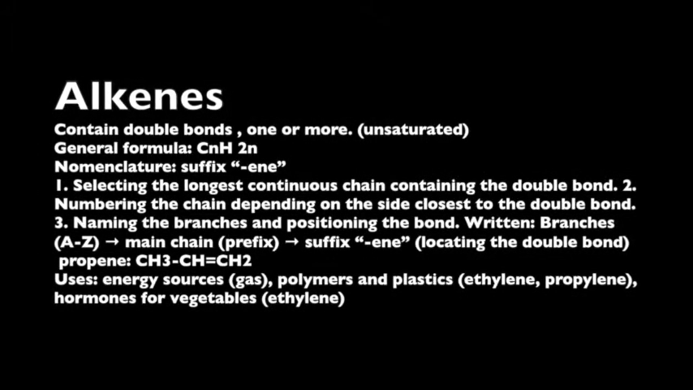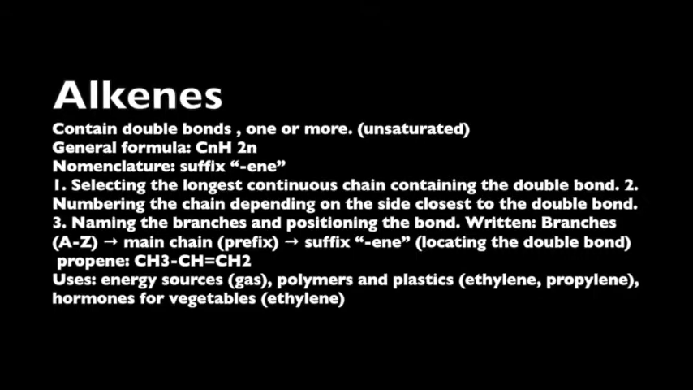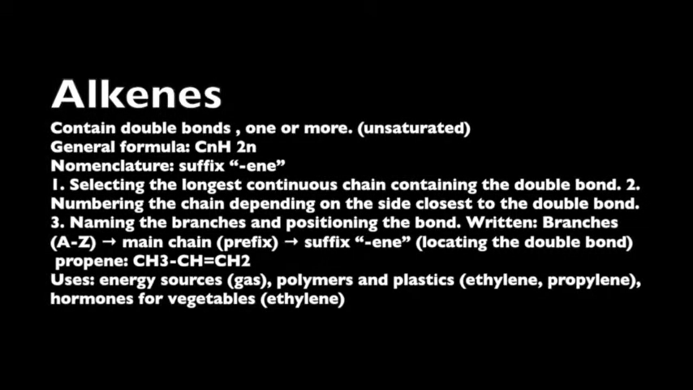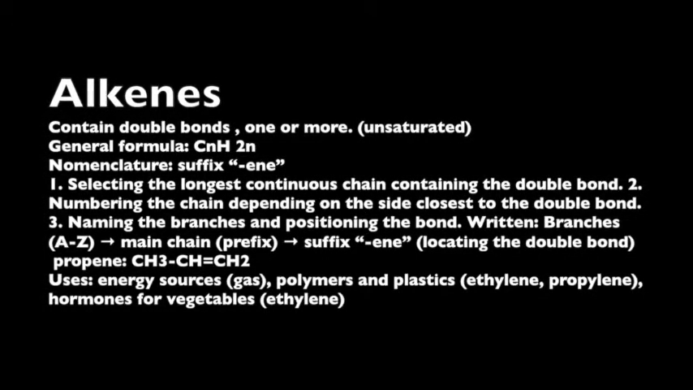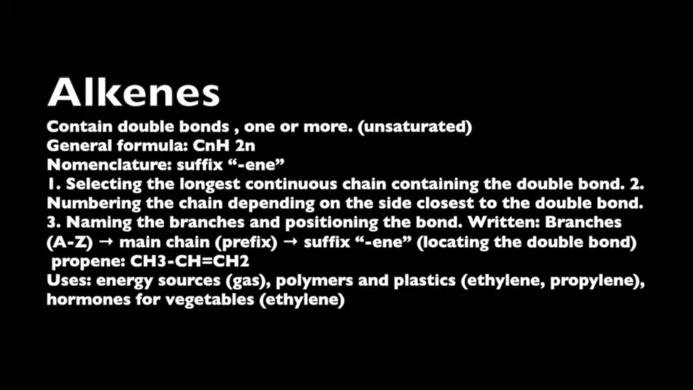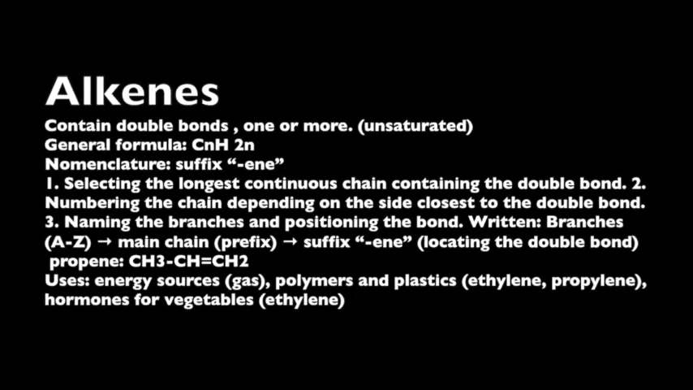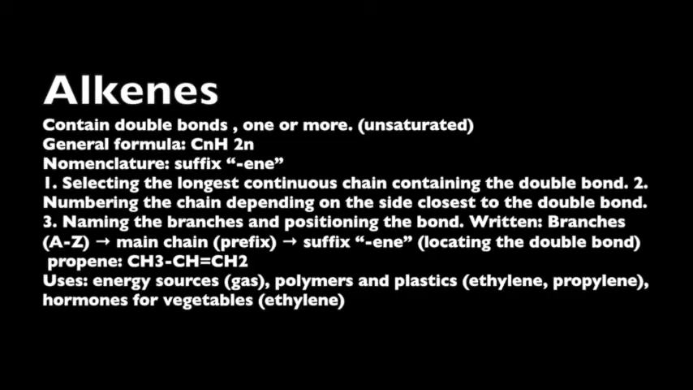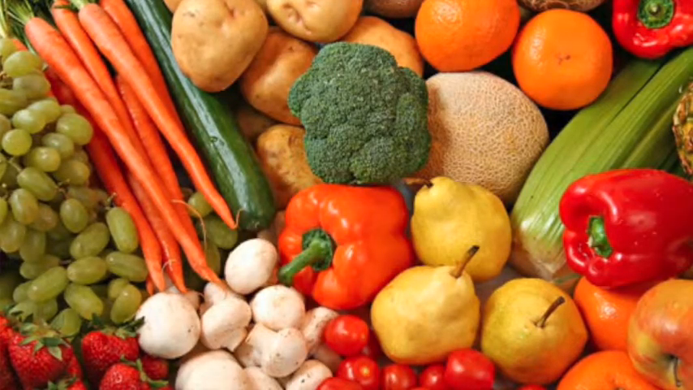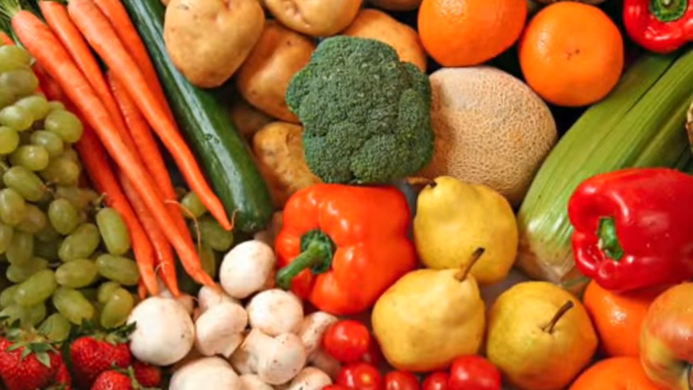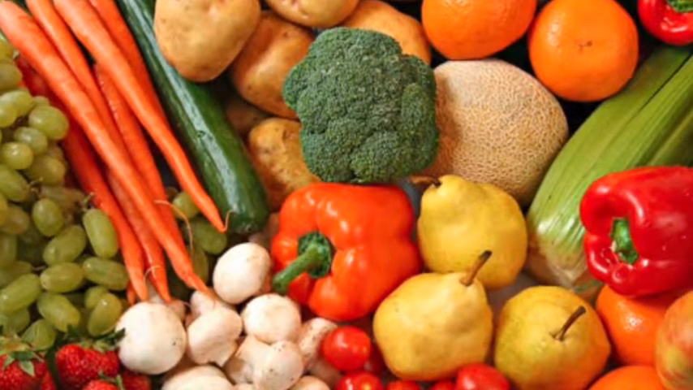Alkenes, also known as olefins, contain double bonds, therefore they are unsaturated. Some of their uses are energy sources, polymers and plastics such as ethylene or propylene, and hormones for vegetables such as ethylene.